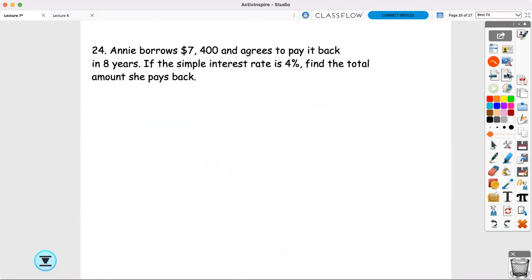All right, moving on. 24. Annie borrows 7,400 and agrees to pay it back in 8 years. If the simple interest rate is 4%, find the total amount she pays back. So this answer only wants the total, but to find the total, we must find first what? We need to first find the interest. So I'll give you a few moments to write this problem down.